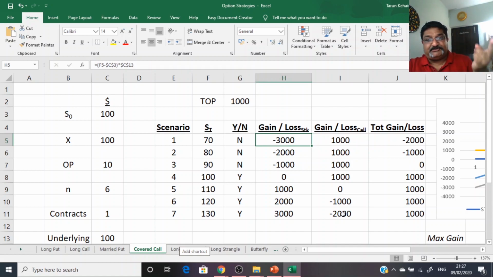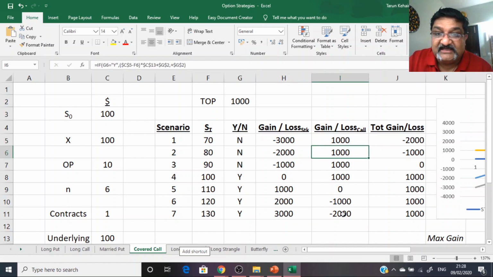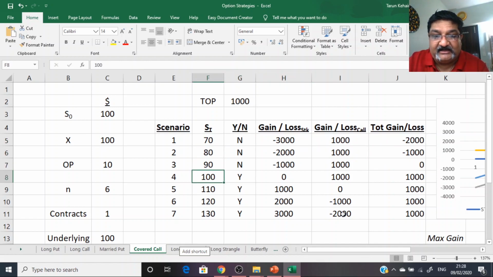But the stock which you had bought at 100 has now declined. The stock price has declined to 70. So you've lost $30 per share times 100 shares. So you've lost $3,000. So your net gain on the position is $2,000. Same way we move downwards from 80, 90, 100.